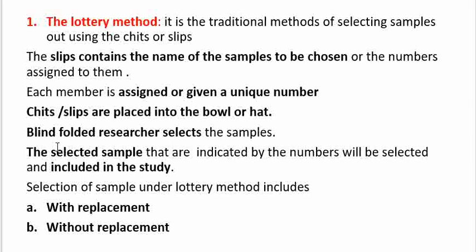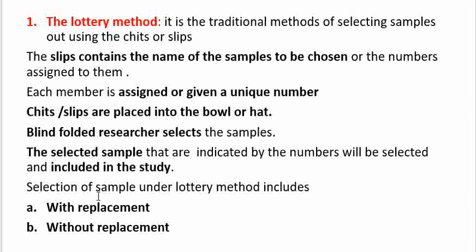When we are doing this selection, all the chits are in a bowl or a hat, that is a container where we are going to draw the samples. By doing this, we are giving equal chance to the whole population, and the selection is done. Here we can use the replacement method or without replacement.